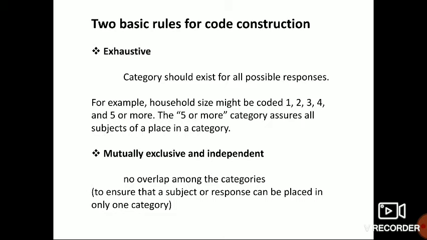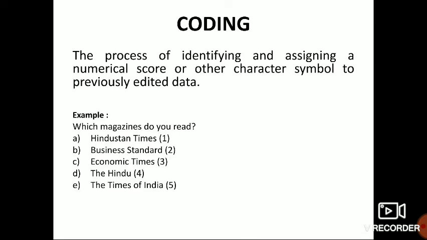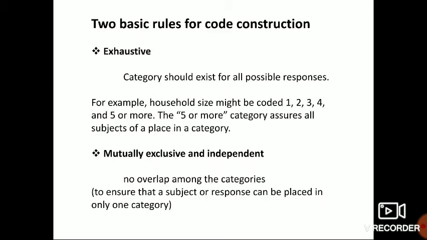See here, it has an example also. For example, the household size might be coded as 1 to 5 or more than 5. This 5 and more than 5 will be included in the category, that is the exhaustive category. How many categories are there? Here there are 5 categories. If any category goes beyond the 5, it is also included in the code.